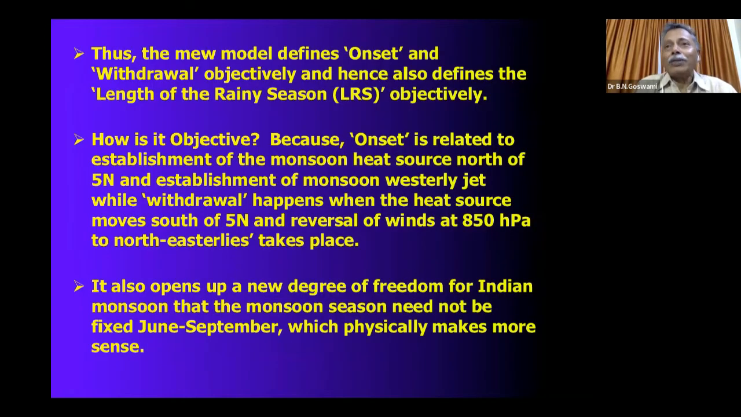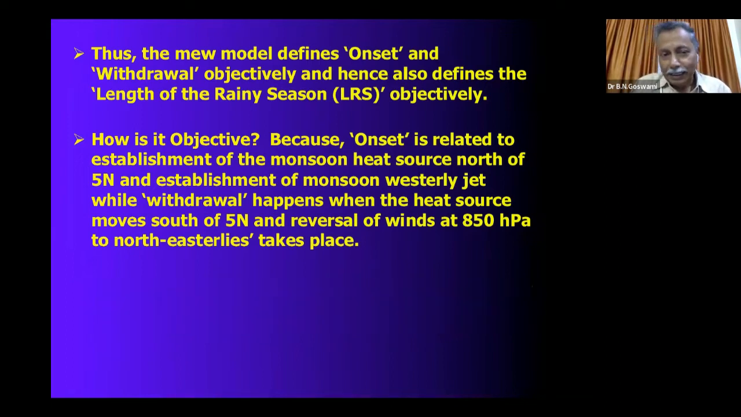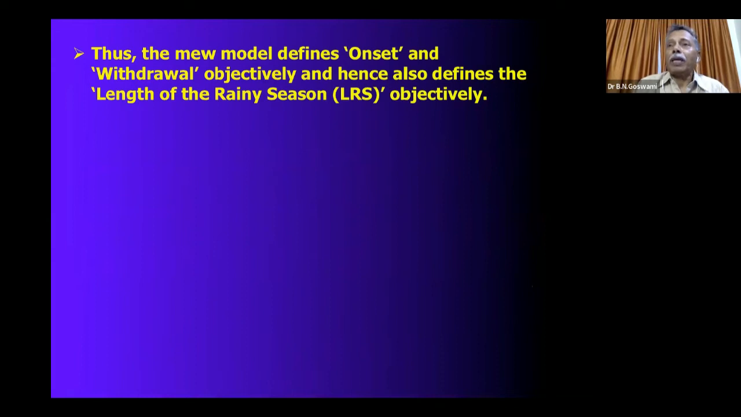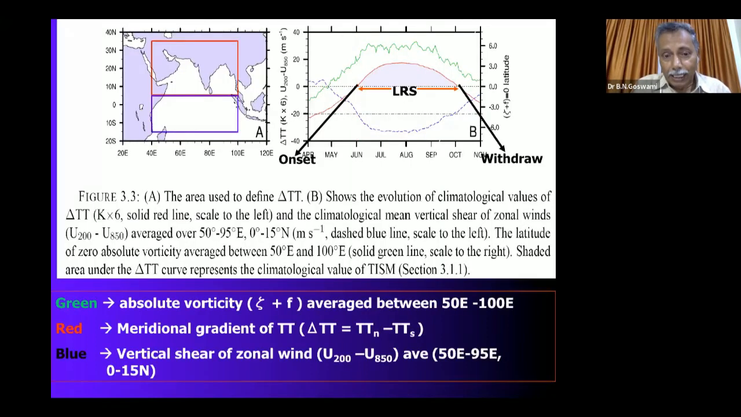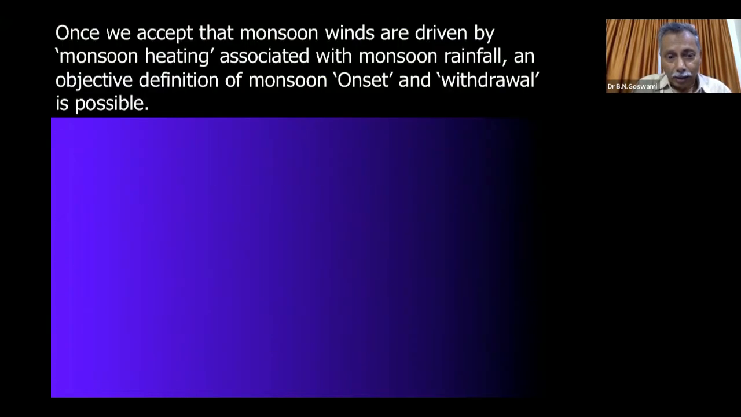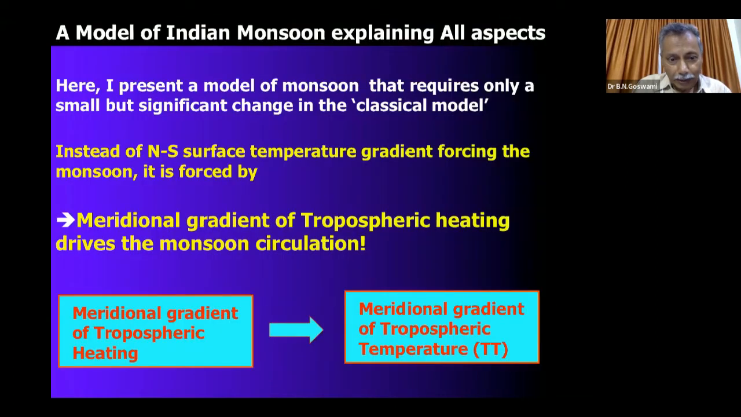Because of the heating. That is what I was trying to explain to Professor Narasimha: this surface heating has to heat the atmosphere. Unless the atmosphere is heated, there will not be vertical velocity. If there is no vertical velocity, then the circulation has to be limited to where the vertical velocity can be non-zero. That is what I mentioned in one of the figures here.